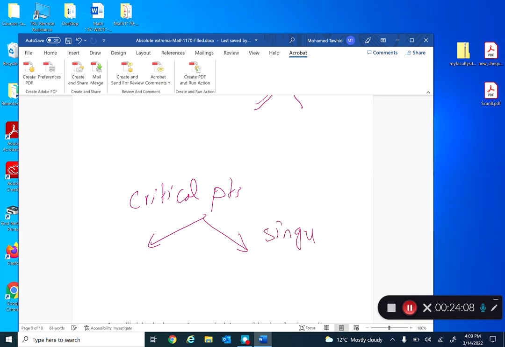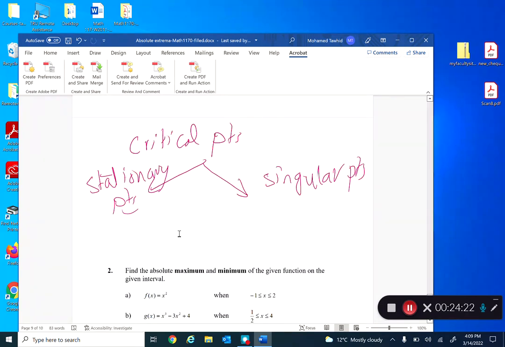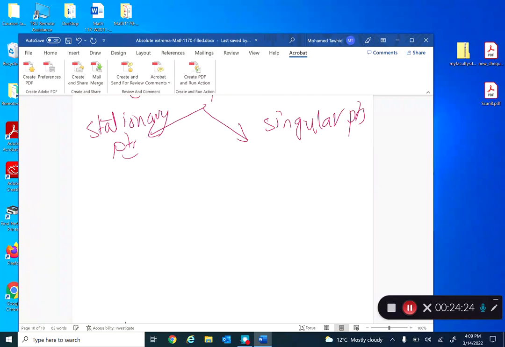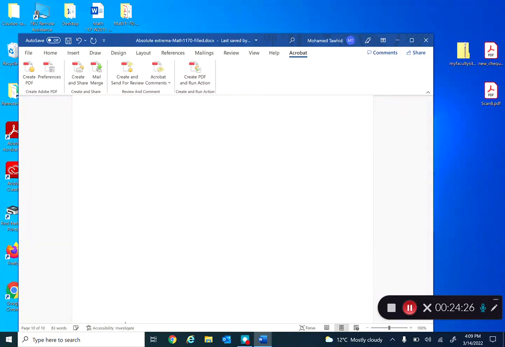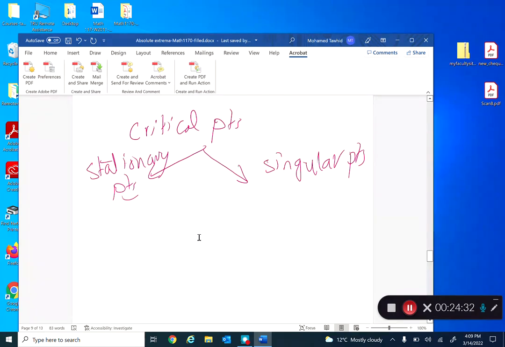You could have singular point, right? And we have the so-called stationary point, right? So when I say critical point, it could be one of these. One we call stationary point. Again, what is stationary point? That is when your derivative is 0. So let me come back here. That is our stationary point. So your derivative here is 0.